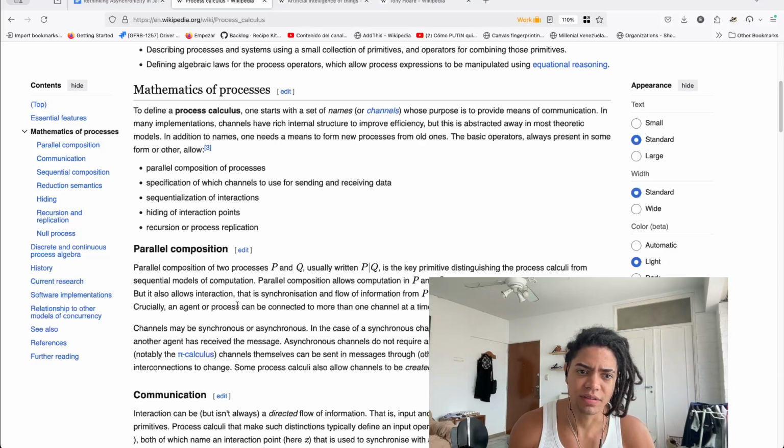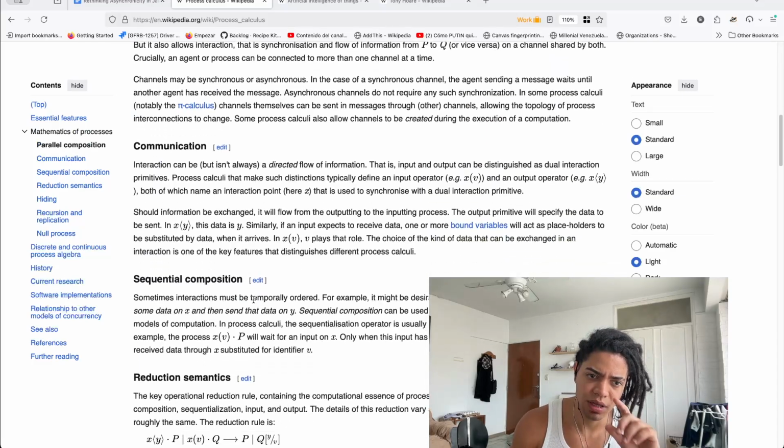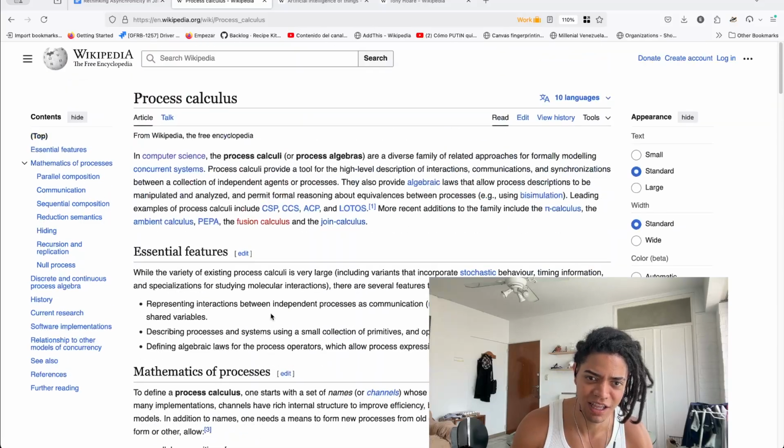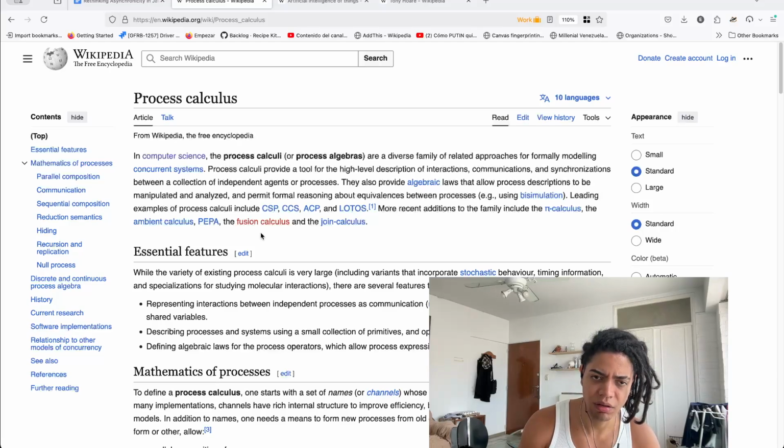Mathematics of processes, parallel composition, communication, sequential. This is a branch of mathematics, a thing that you can learn. The word comes from mathema, mathematics, or mathema is what one gets to know, lo que uno llega a aprender in Spanish.